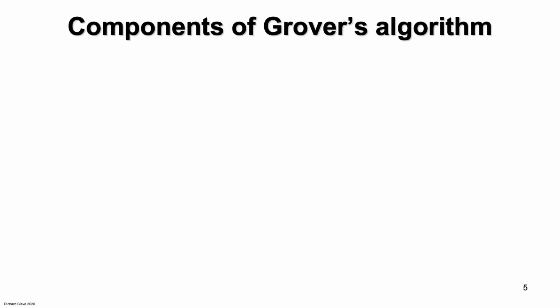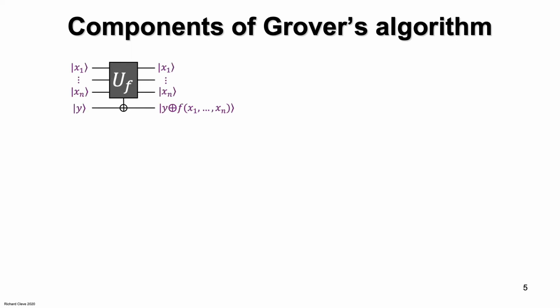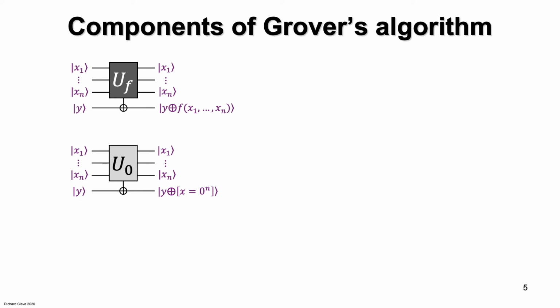Grover's algorithm is based on repeated applications of 3 operations. One operation is the F query that we're given as a black box. Another operation that will be used is one that we'll call U sub 0. In the computational basis, this flips the target qubit if and only if all the control qubits are in state ket 0. For other computational basis states, it does nothing.